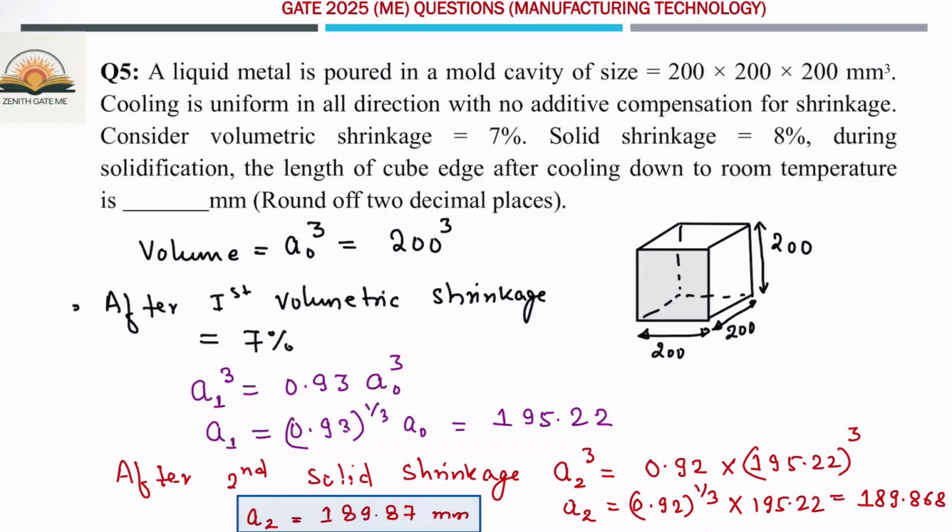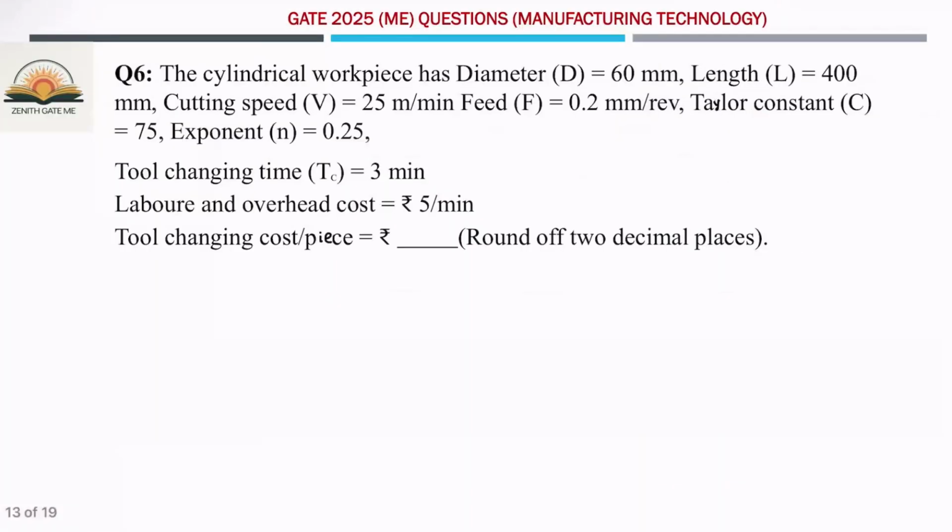Okay, so now let's move to the next question. This question came from the metal cutting chapter. What is the question? The cylindrical workpiece has a diameter D of 60 mm and the length is given as 400 mm. The cutting speed is 25 meter per minute. Feed value is given as 0.2 millimeter per revolution. Taylor constant is given as 75, and the exponent value is 0.25. Tool changing time is given. The labor cost and overhead cost is also given. Tool changing cost per piece you have to calculate.